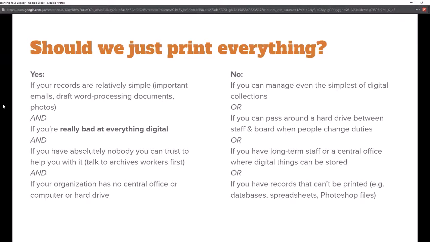But again, that also is dependent on volume. You cannot print 20 years' worth of records, even if they're super simple, and even if you're really bad at everything digital.